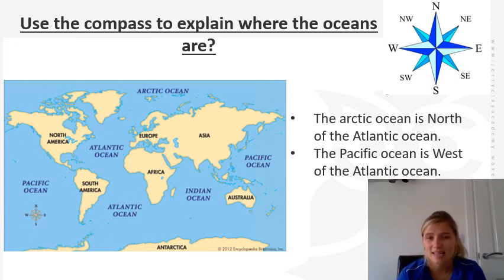So again, this time I'd like you to come up with 5 sentences because obviously there's fewer oceans, but again, you can write as many sentences as you like, but please write a minimum of 5 to really develop your understanding of the compass and the oceans.